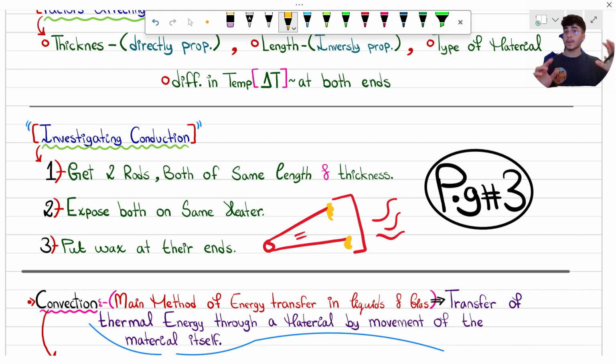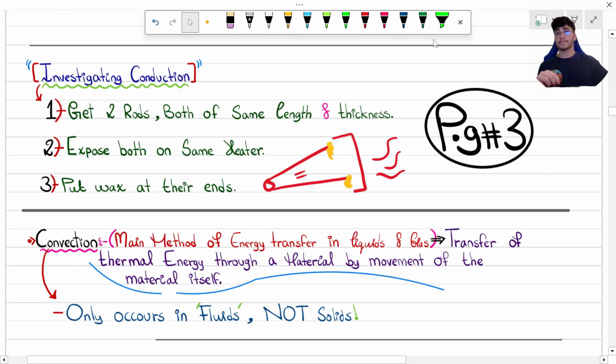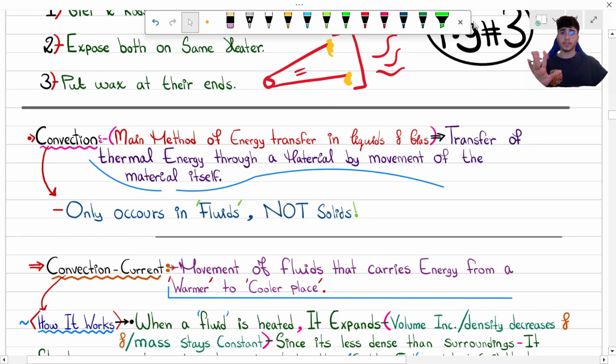Make sure to put the same amount of wax, and then we just wait and measure from which rod does the wax burn away faster. This way we can determine which material conducts or is a better conductor. And that's all about conduction. Now let's move to convection.